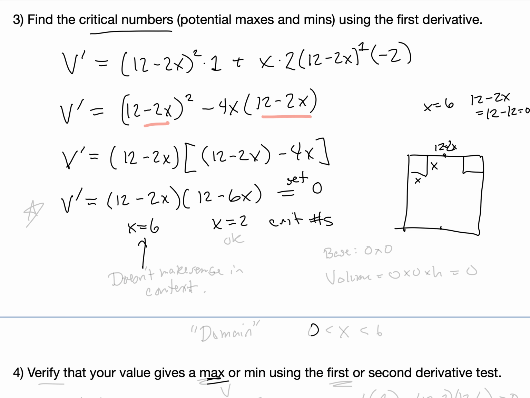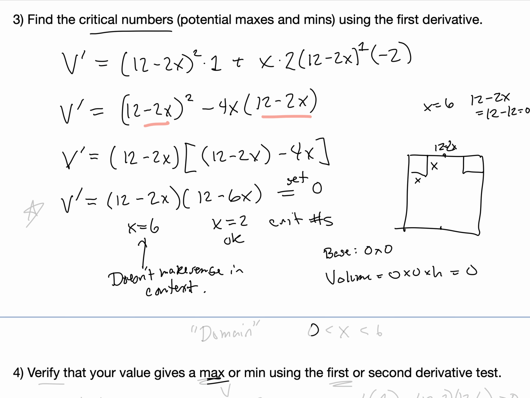So this answer doesn't make sense in context because this would be a base of 0 by 0, and this would have a volume of 0. We would be not maximizing the volume at all because it would be 0 by 0 by the height, so that would be a volume of 0. So that answer doesn't make sense in context. X equals 2, yeah, both the base and the height would be positive values, so this could be okay.